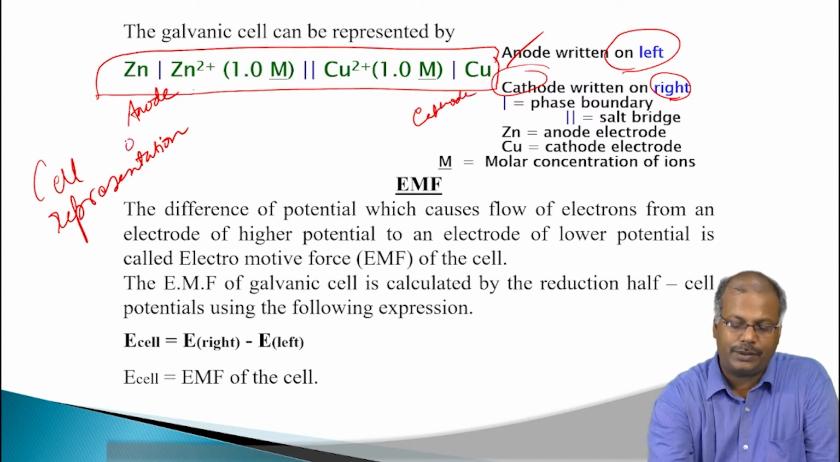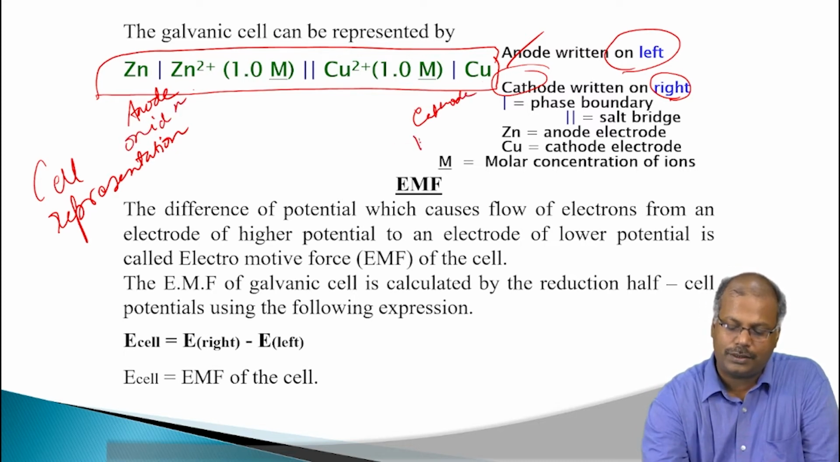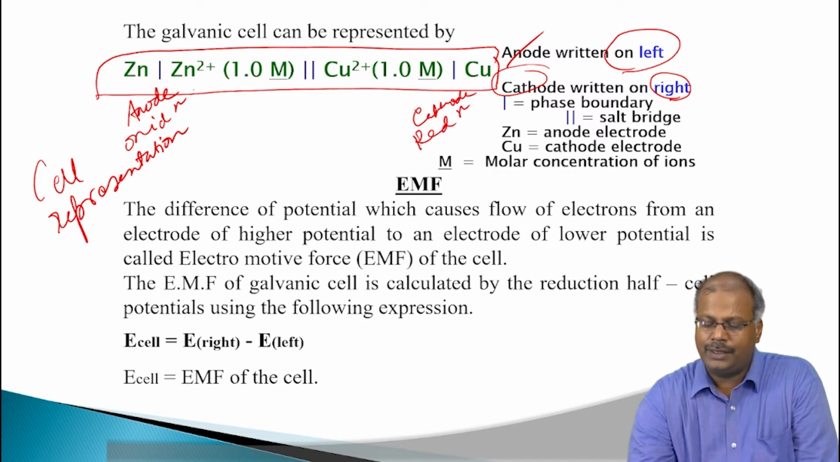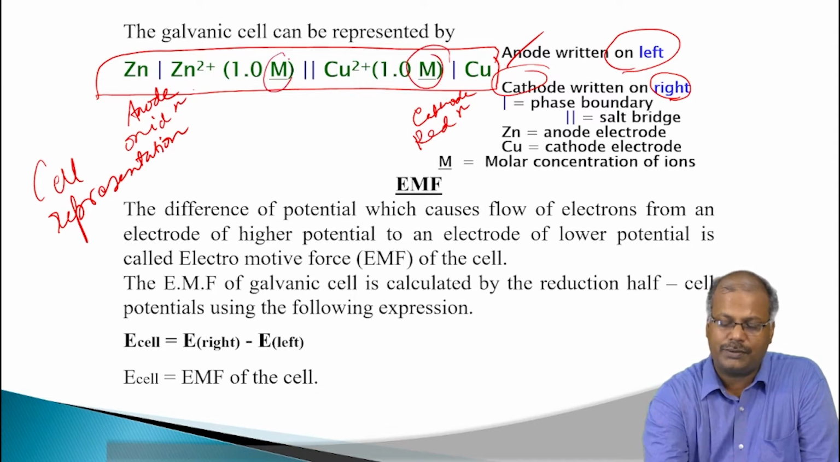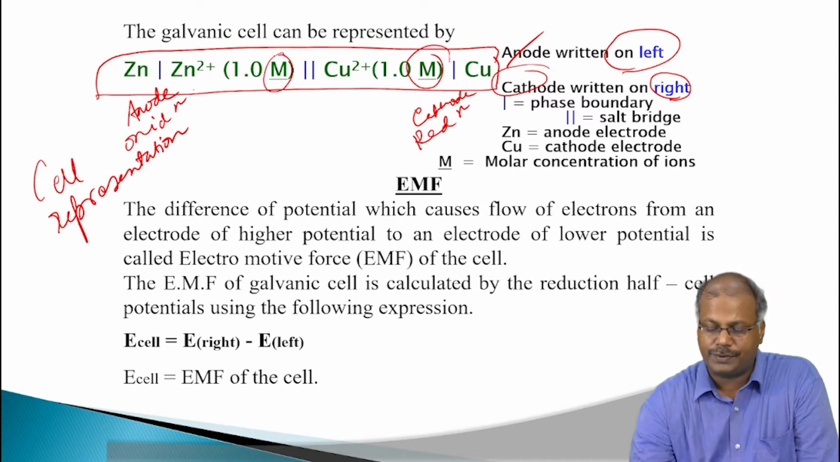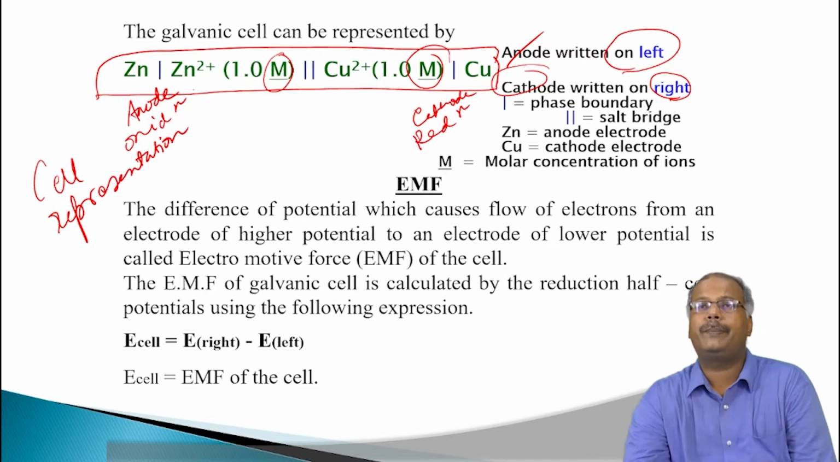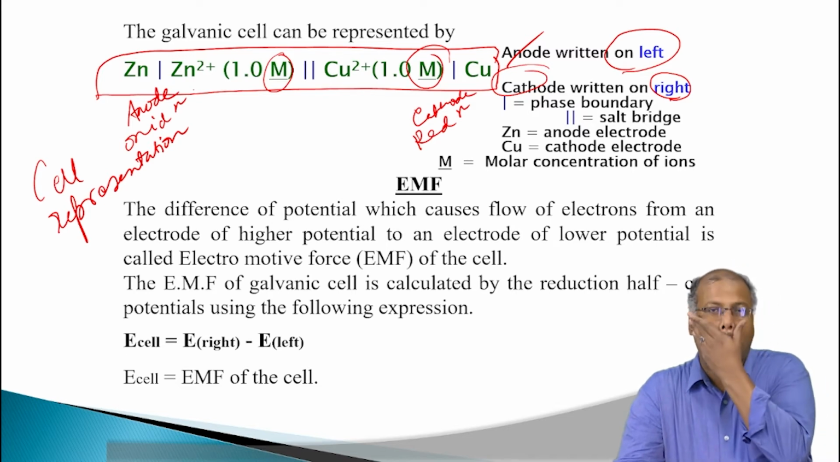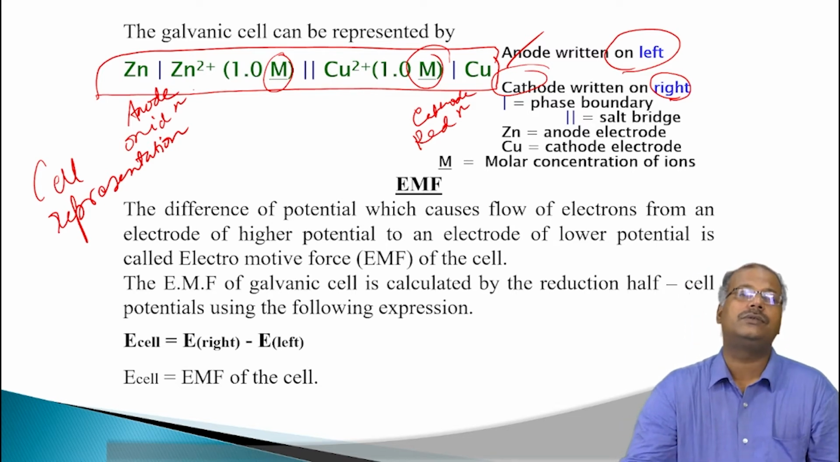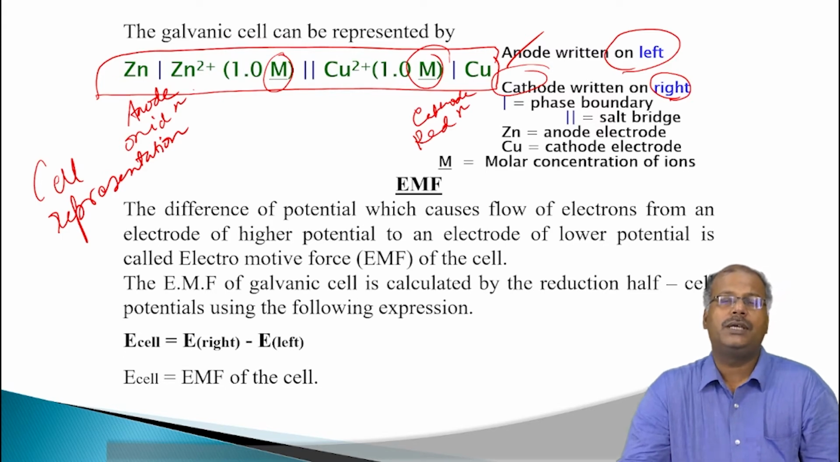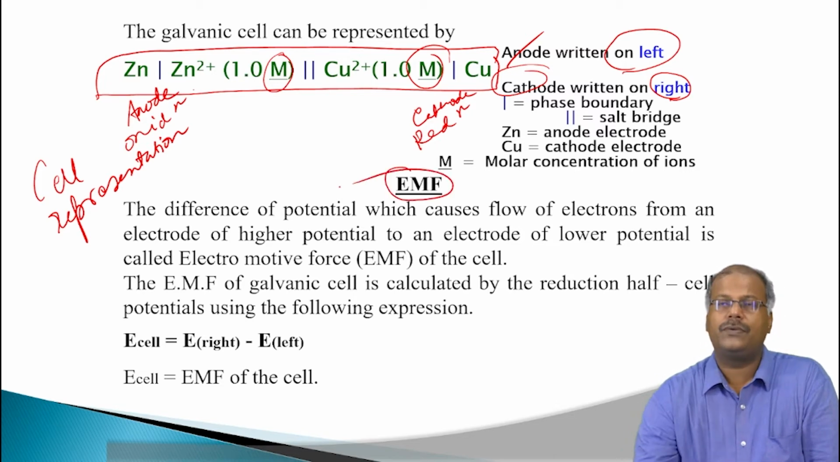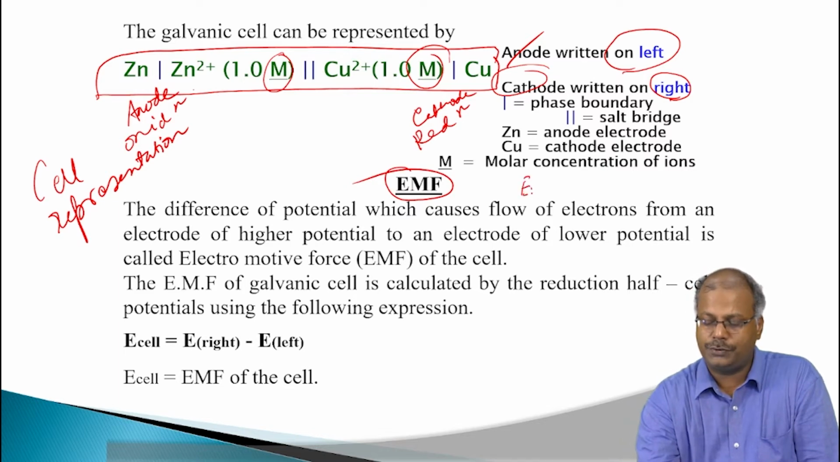You know that the anode undergoes oxidation, and the cathode undergoes reduction in an electrochemical cell. This is the concentration of the aqueous solution of zinc sulfate or copper sulfate. So this is the way we represent the electrochemical cell. Any cell given in this form, we can know which is the cathode and which is the anode. From the representation, we can find out which electrode is undergoing oxidation and which is undergoing reduction. Okay. Next, EMF or electromotive force.